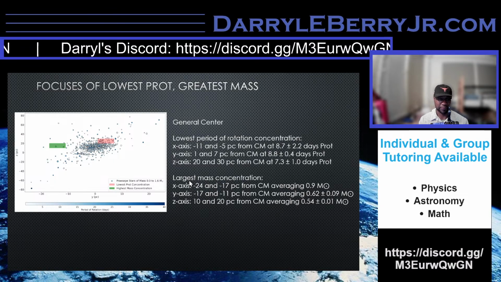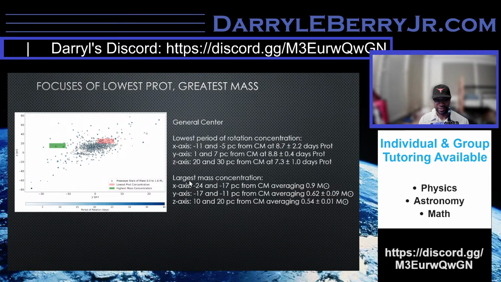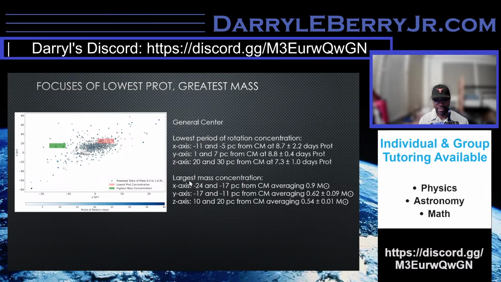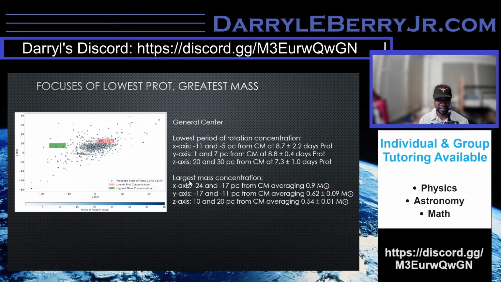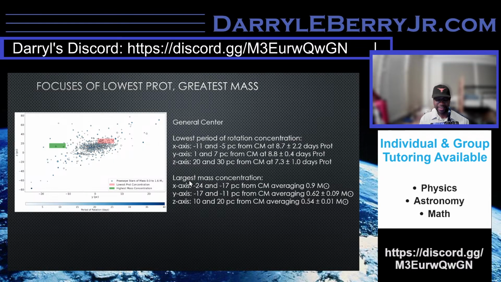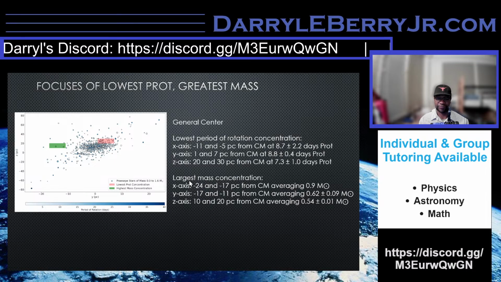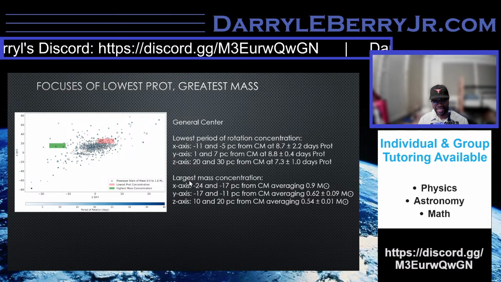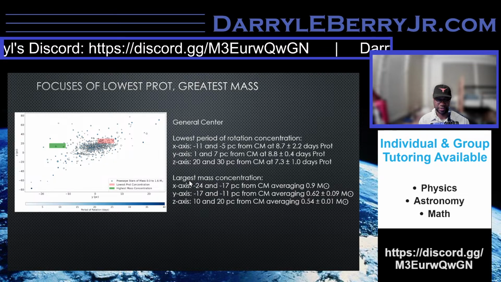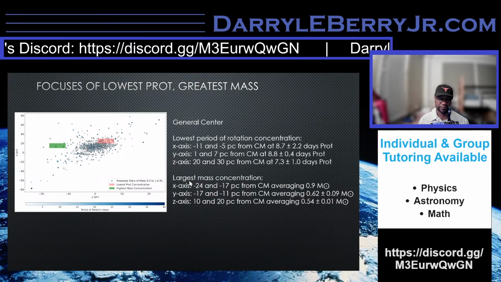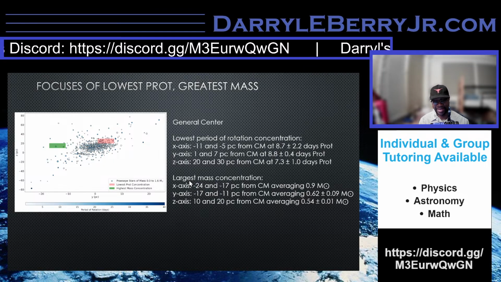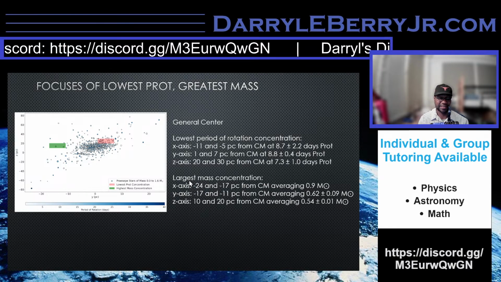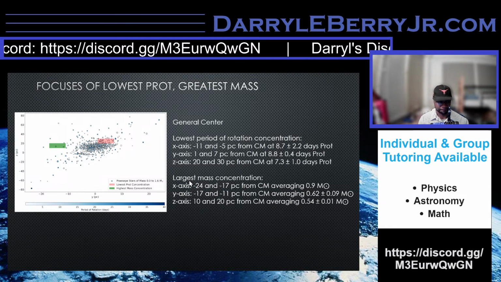In the short term, what I went ahead and did was actually cut Praesepe. I stayed with the Cartesian coordinates in the general center of the cluster, and I divided the cluster into several slices along the X, Y, and Z plane. So I can simply find out the concentration of lowest period of rotation and the concentration of highest mass in those slices. Those are basically rectangular slices in Praesepe.